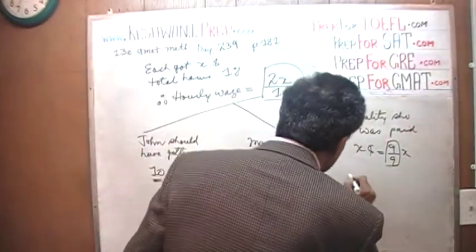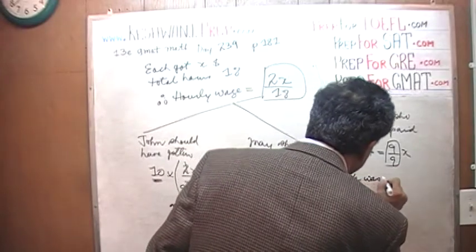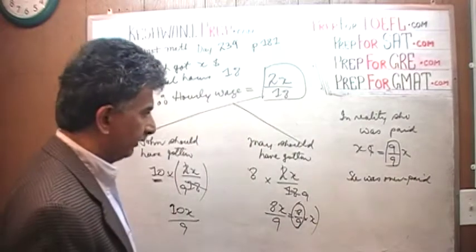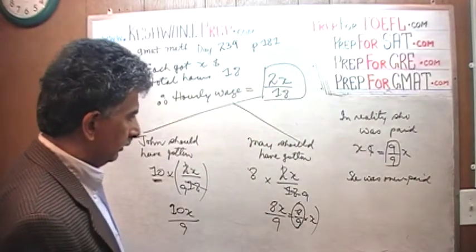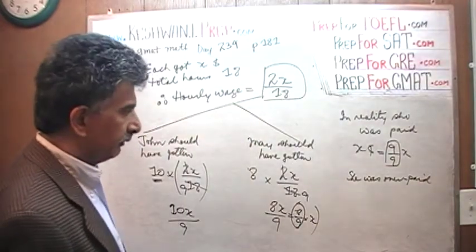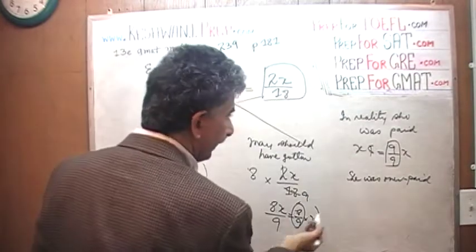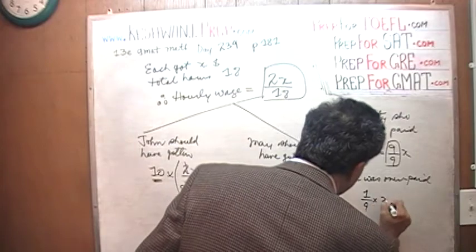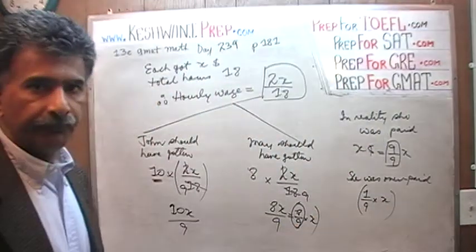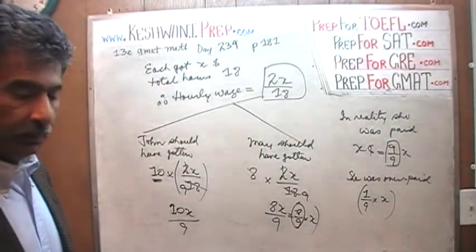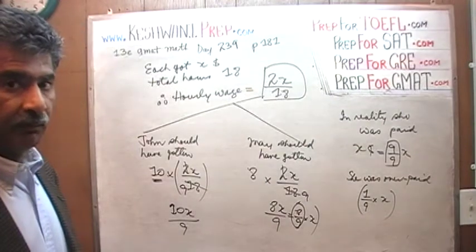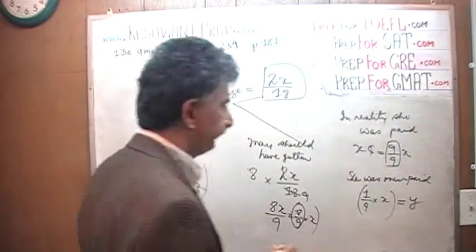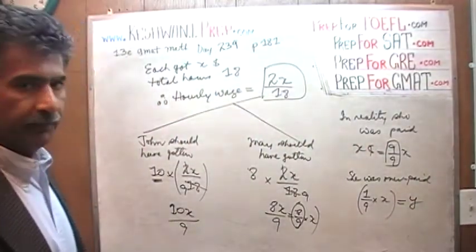In other words, she was overpaid. I'm not sure if overpaid is hyphenated or if it's one word or two words, doesn't matter. She was overpaid. 8/9 versus 9/9, she was overpaid 1/9 of an X. Are you with me so far? And that's the amount she turns around and gives back to John, which they are calling Y.